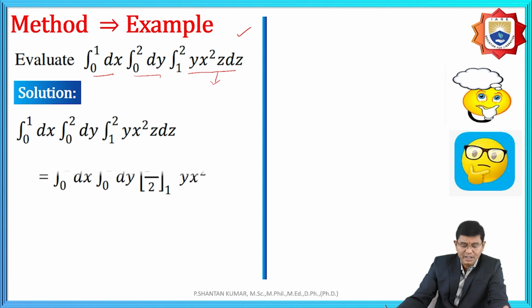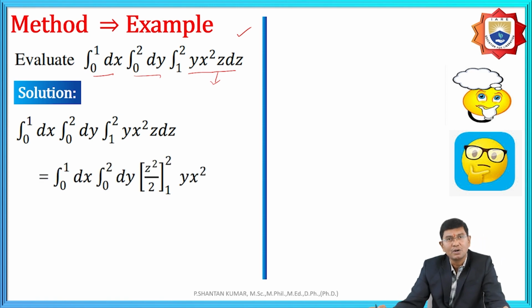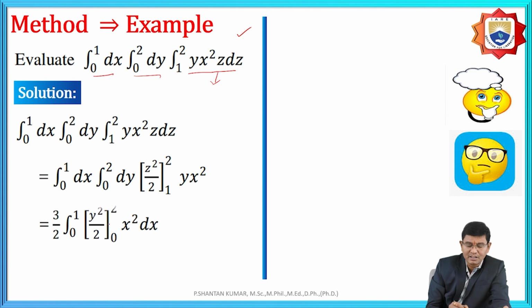While we are going to do that, with the upper and also the lower limit, the value will be 2 square minus 1, that is nothing but 3 by 2. Take 3 by 2 out as common outside. Then the rest of the values are y.